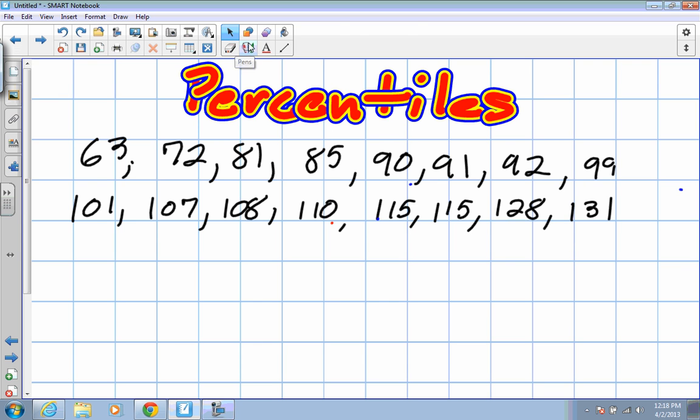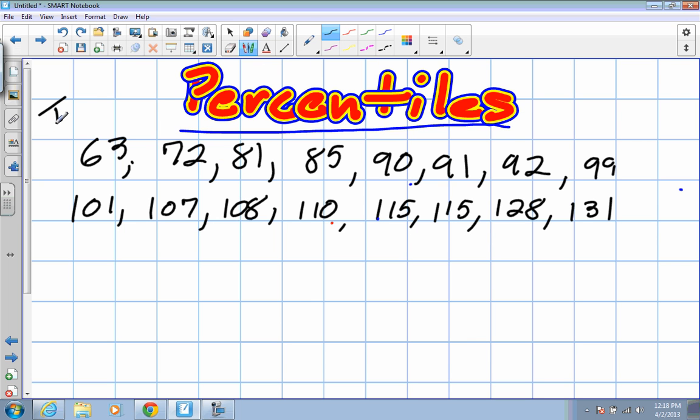Okay, so we just went over quartiles. Next, we're going to be looking at percentiles of data. So again, we're taking the exact same information we had before. Here's some IQ scores. And what we're going to do is figure out how to find what set of data are in a certain percentile of information.